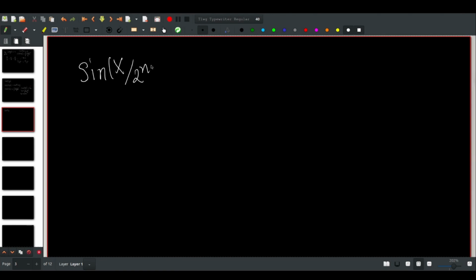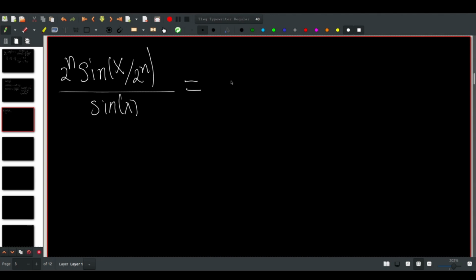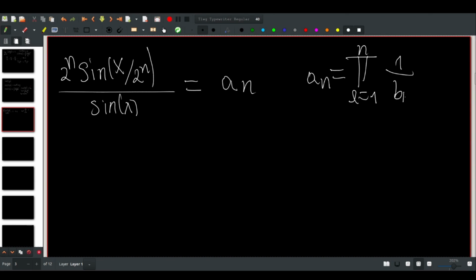Okay, so now the statement for the sine of x is going to be slightly more complicated. The statement that holds is the following: 2 to the n times sine of x over 2 to the n, divided by the sine of x, is equal to an. And an is equal to the product from L equals 1 to n of 1 over bL.